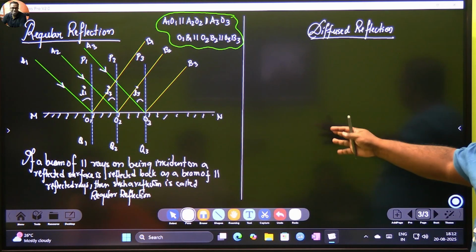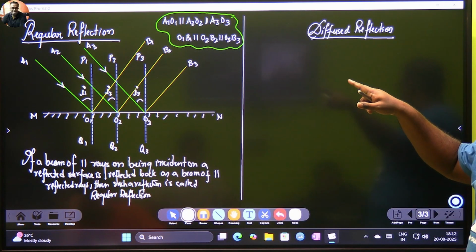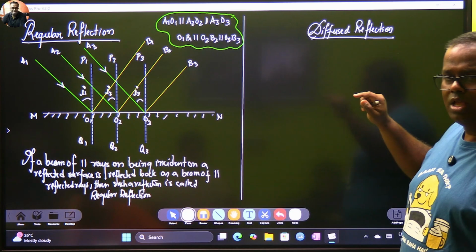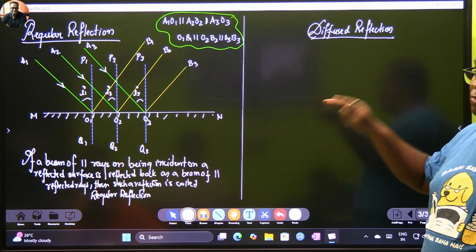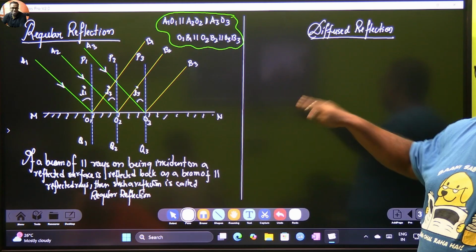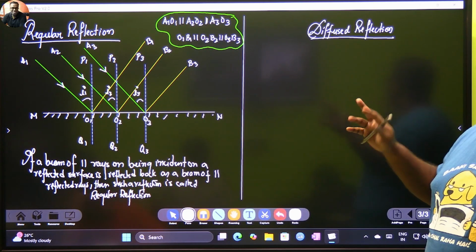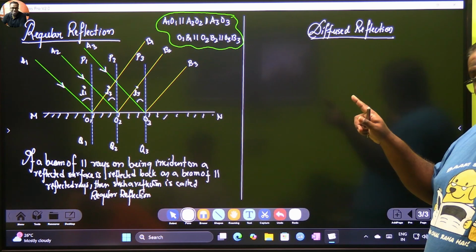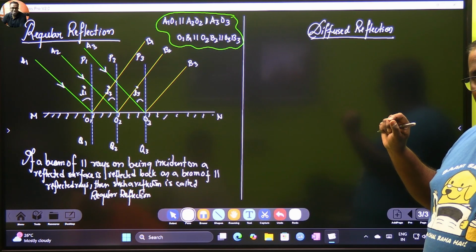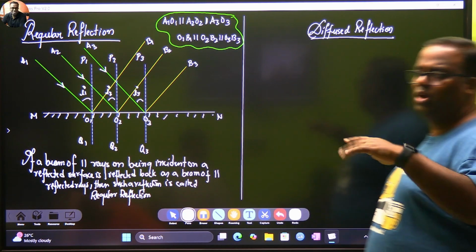No, you don't need to look at that. Have you understood this? The diagram and the process. I'll not tell you what it is. Now tell me, there's nothing patient. Look at me. Have you understood the diagram and the concept? Tell me what did you understand as regular reflection?